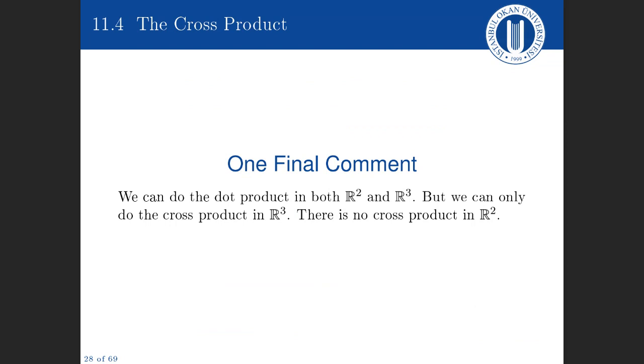We can do the dot product in both R2 and R3. But we can only do the cross product in R3. There's no cross product in R2. Why is that? Because we have to use our left hand to decide the direction of u cross v. If we're only in two dimensions, we can't use our three-dimensional hand.